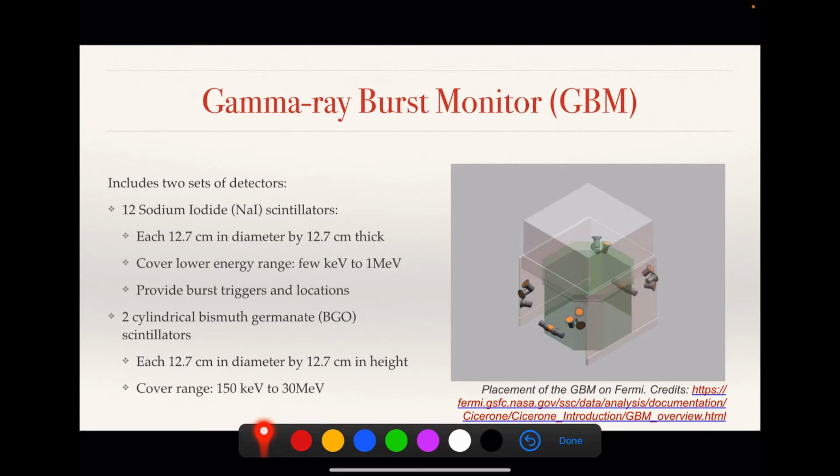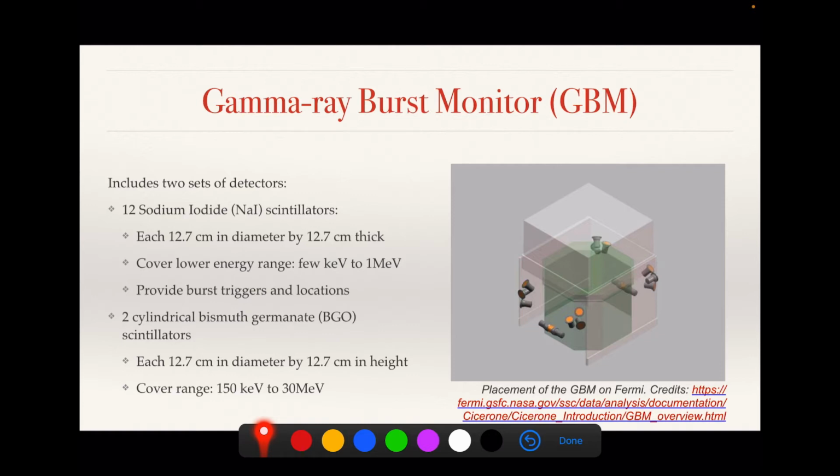The gamma ray burst monitor or the GBM includes two sets of detectors, 12 sodium iodide scintillators, each 12.7 cm in diameter by 12.7 cm thick. They cover the lower energy range from a few kiloelectron volts to about 1 million electron volts. The GBM provides burst triggers and locations.